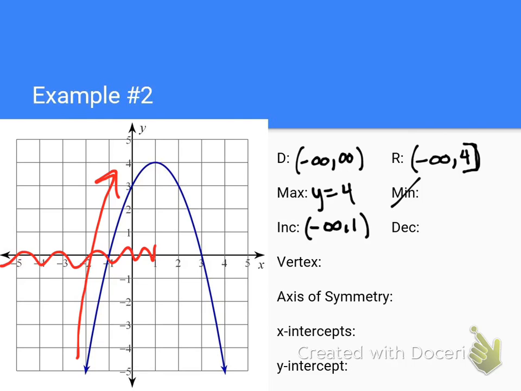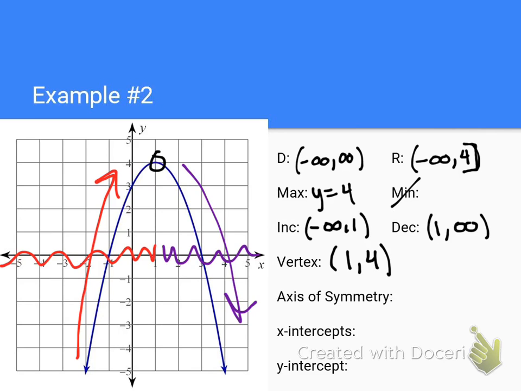Then I'm decreasing after that, right? I'm going downhill, so I'm decreasing on these x values, which is the interval from 1 to infinity. Okay, my vertex is the top of this U, which happens at (1, 4). And the axis of symmetry then is x equals 1.